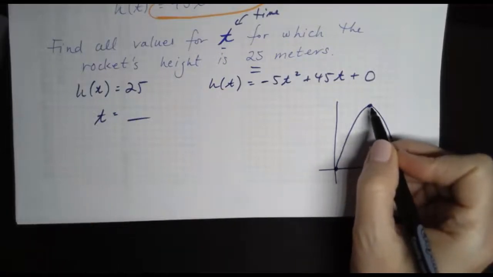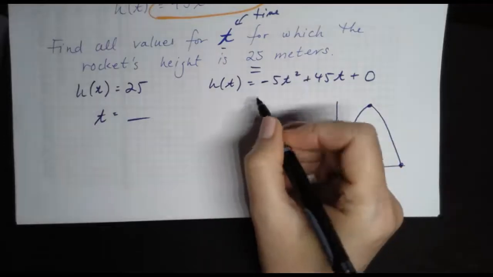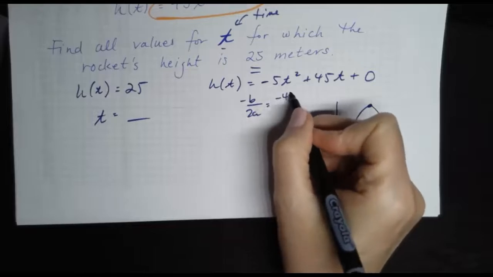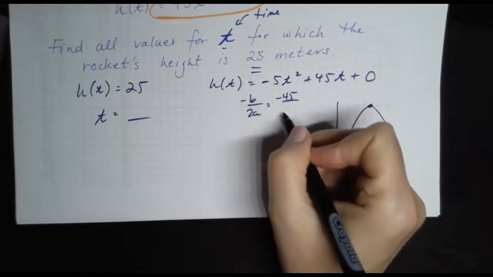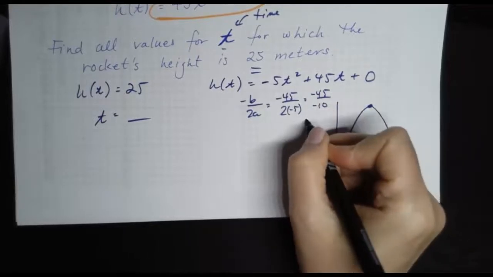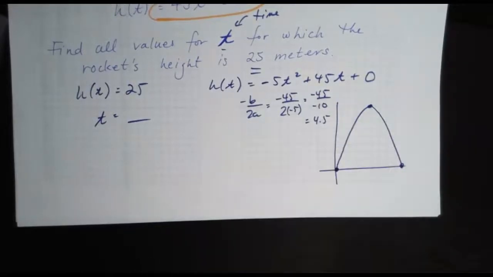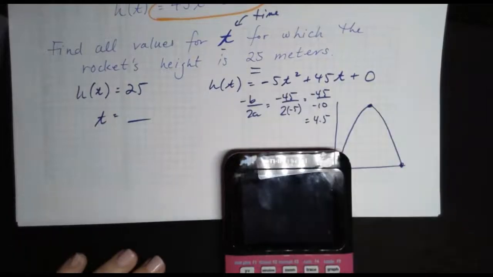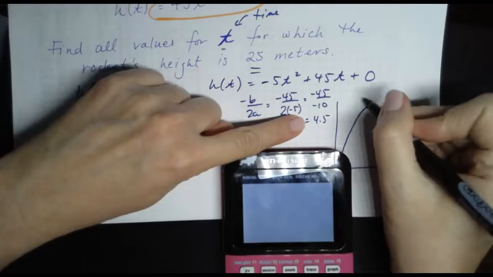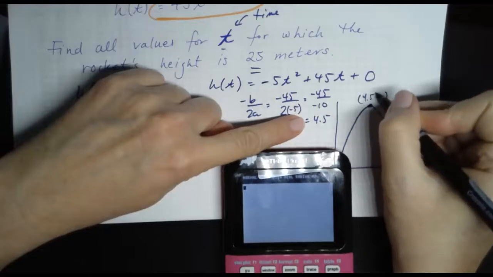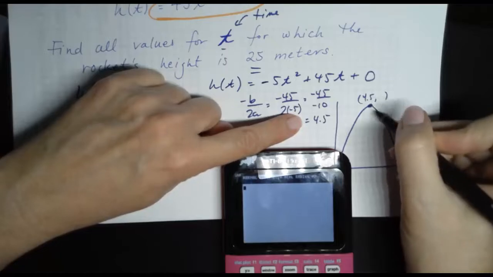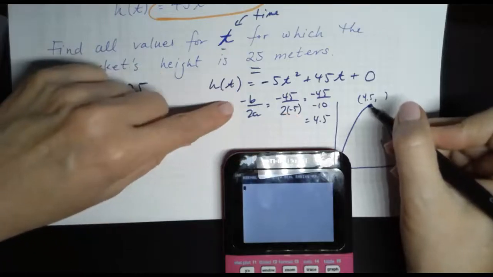We can find that vertex by using the vertex formula. Let's do that. Why not? It's a good review. Negative b over 2a. So negative 45 over 2 times negative 5. So that is negative 45 over negative 10. That is 4.5. So if we go to our calculator and put in 4.5 into the function, so remember that's the x coordinate of the vertex. We're finding the vertex right up here, 4.5. So it took 4.5 seconds for the rocket to reach its maximum height. Remember, the vertex will be the maximum point here.